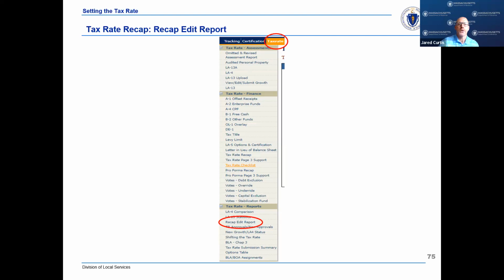The recap edit report can be used as a tool for communities to check the general status of the various edits that are triggered during the tax rate completion process. The report will list the various edits that may need attention prior to submitting the tax rate. This report allows field advisors and communities to review the edits in one location without having to visit each individual form.